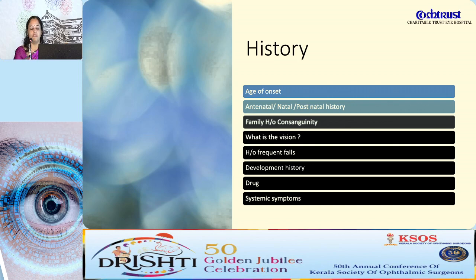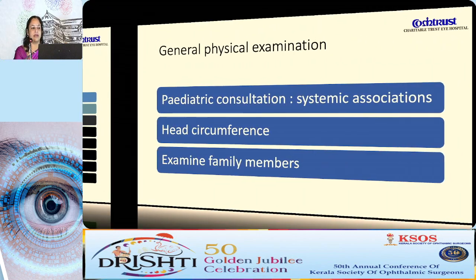And what is the vision of the child, whether there has been a history of frequent falls, because sometimes you may not get the history, so you can always ask whether the child is falling in lit conditions and keeps on falling. So that could be one of the histories that you're getting. And any developmental history, any history of drug intake, like in the case of nephrotic syndrome, the child is on steroids for a long time, and that could induce a cataract. And systemic symptoms that are there.